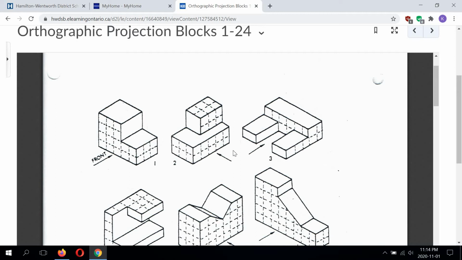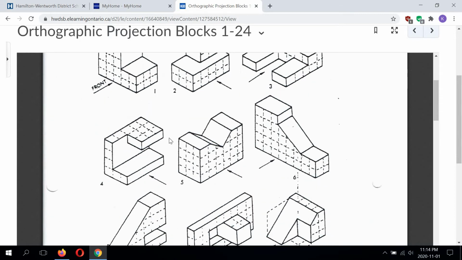Now, just because you can't see the right side view in number 2 doesn't mean you're going to default to drawing the left side view, right? Just because you can't see the right side view doesn't mean that you can't interpret what it's going to look like. Remember, it's not top front left, it's top front right, right? I have this one completed for you. I'm going to show it to you.